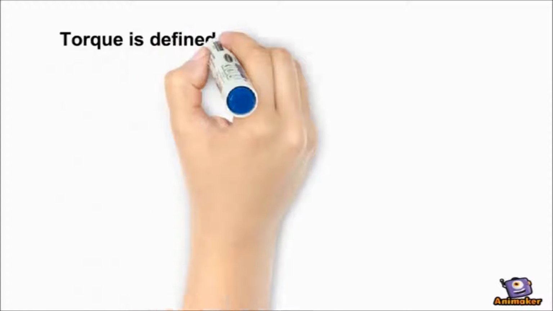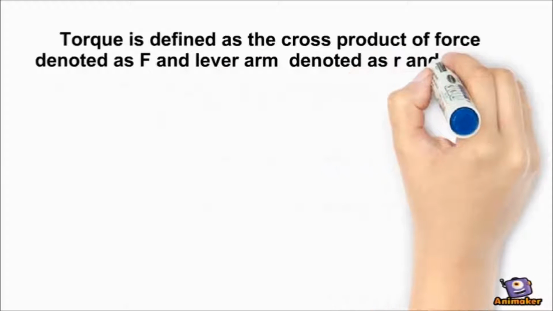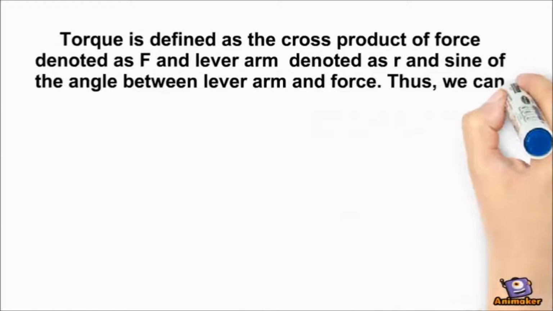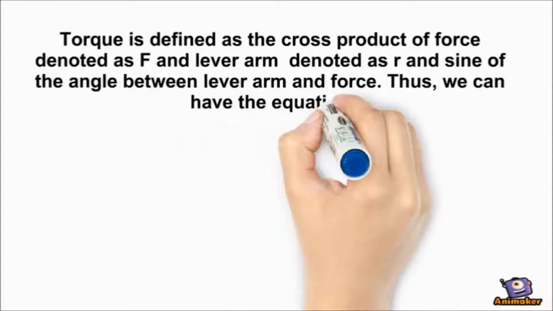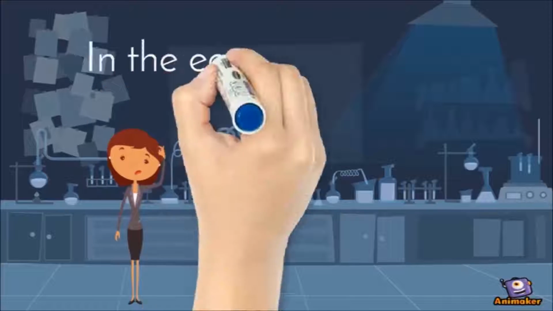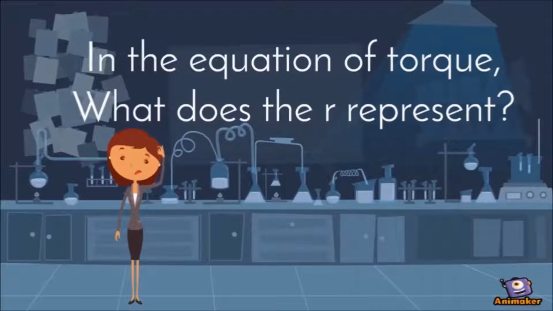Torque is defined as the cross product of force, denoted as F, and lever arm, denoted as R, and the sine of the angle between the lever arm and force. Thus, we have the equation: torque is equal to R F sine theta. In the equation of torque, what does the R represent? Alice, can you please explain it?